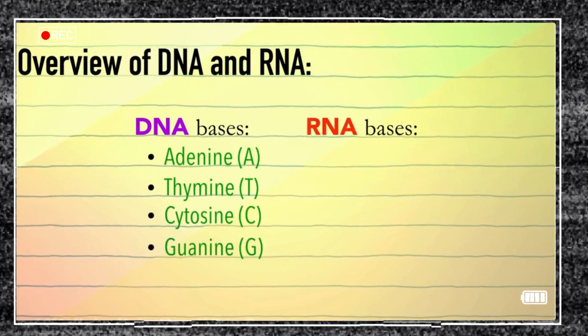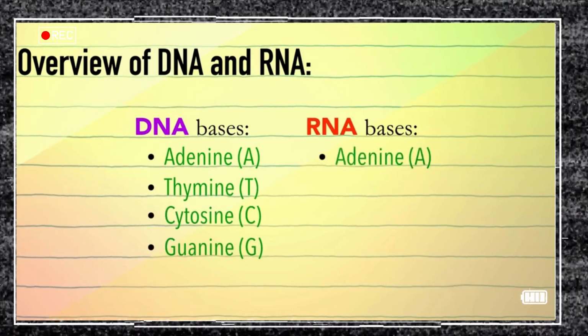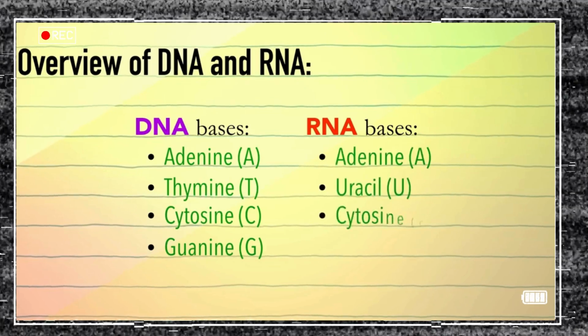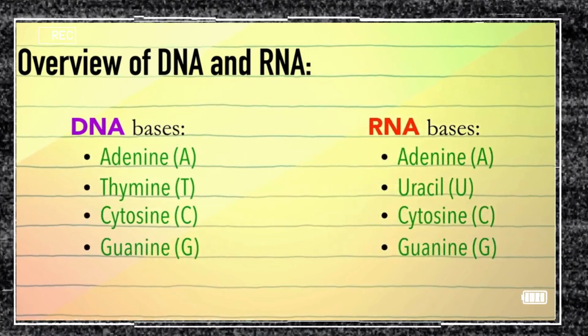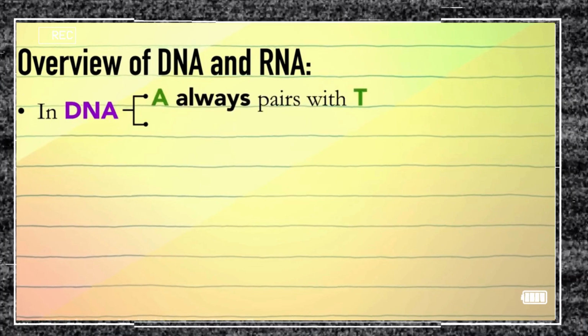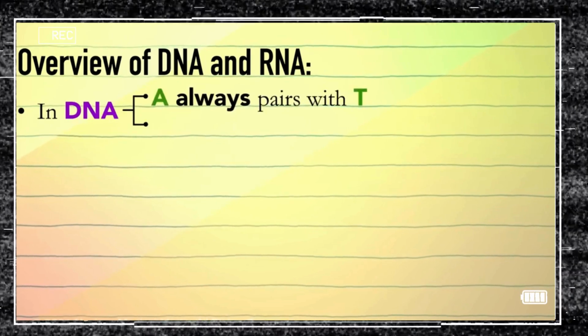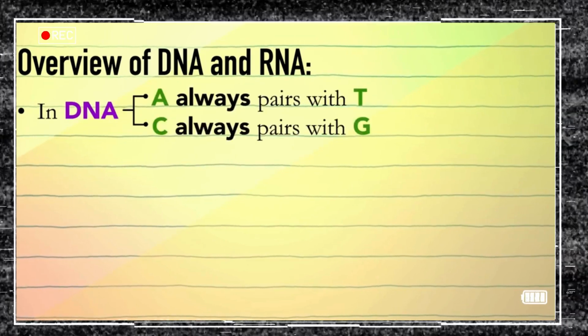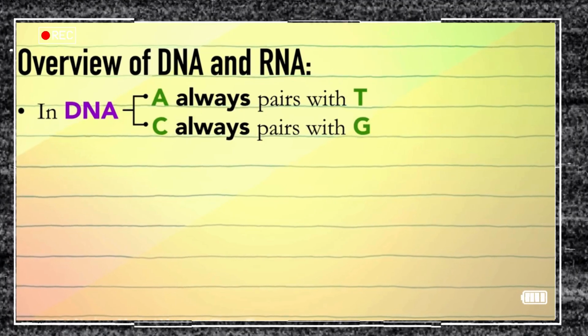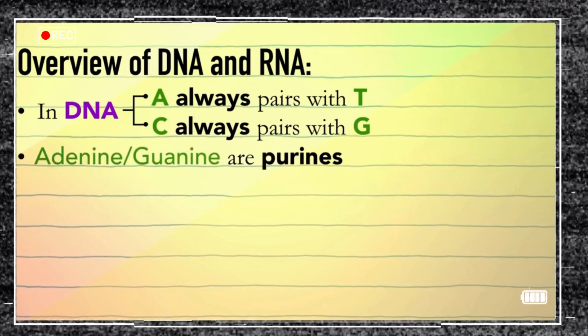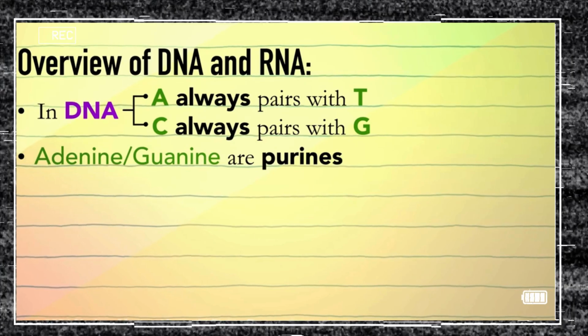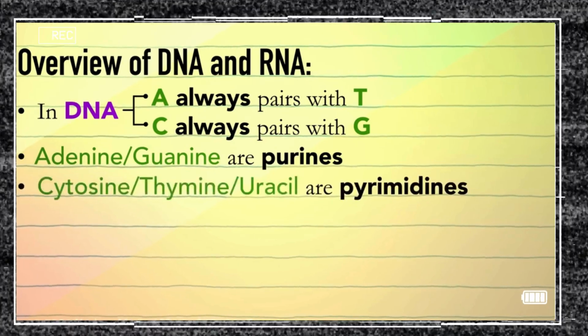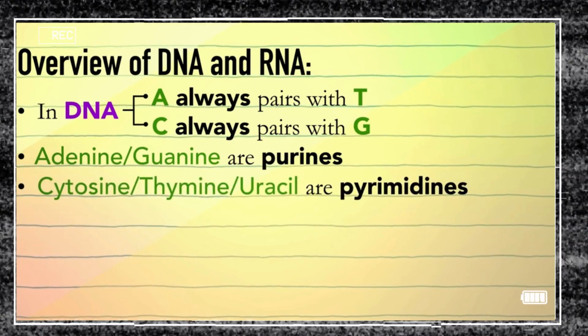The nitrogenous bases in RNA are adenine, uracil, cytosine, and guanine. In DNA, adenine always pairs together with thymine, and cytosine always pairs together with guanine. Adenine and guanine are purines. Cytosine, thymine, and uracil are pyrimidines.